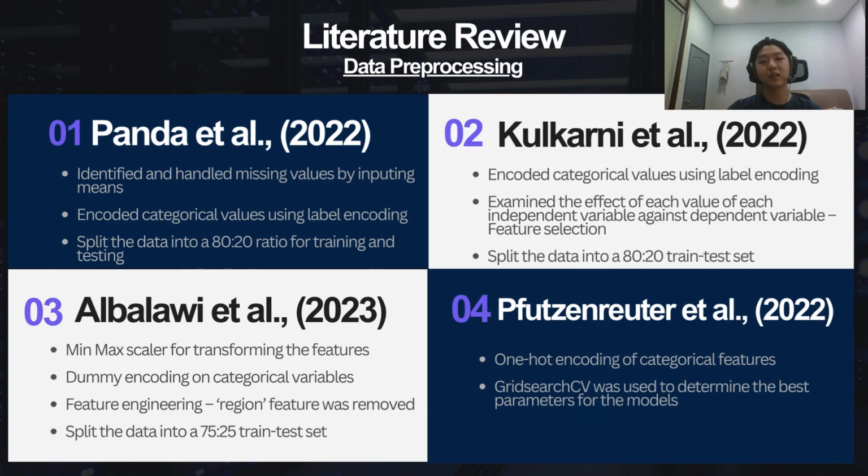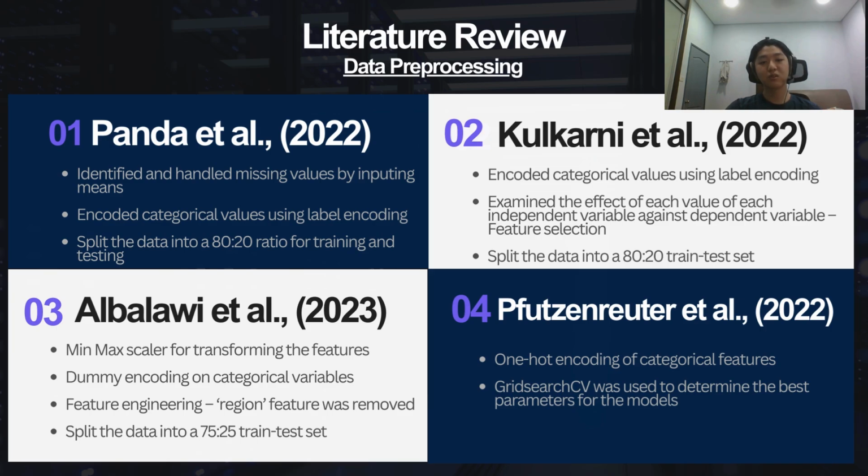Now we will look at the related studies involving our study. These are four sources which we have found which have done a study on a similar topic. According to their varying data pre-processing techniques, Panda identified and handled missing values by imputing means, while Albalawi used a min-max scaler to transform the features. All four sources have used either label, one-hot, or dummy encoding for their categorical features. Furthermore, Kulkarni and Albalawi use feature selection or engineering to determine the best categories to be examined in their study.